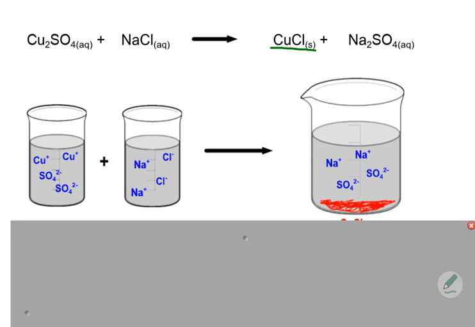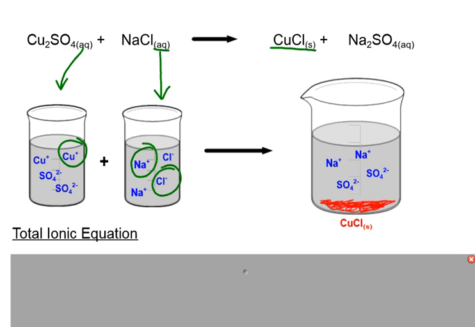Here are my solutions here. So when copper 2 sulfate is aqueous, remember that aqueous means it's dissolved in water. So my ions are actually split apart. My sodium chloride is also aqueous, so again, my ions are split apart. So I've got positive ions and negative ions, and they're all split apart and they're all dissolved in solution. That's what aqueous means.